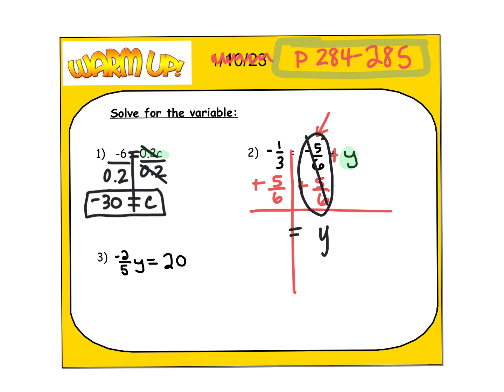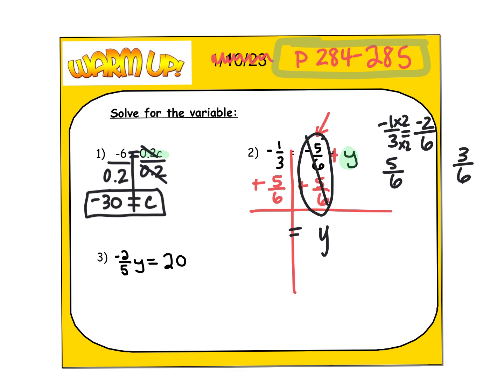Over on the other side, I need to add negative 1/3 plus 5/6. So you guys should know when you have fractions, you need a common denominator. So I'm going to make this out of 6. I'm going to times it by 2, times it by 2. I get negative 2/6 plus 5/6. Well, I know that is positive 3/6.